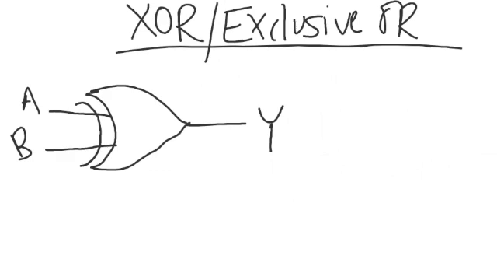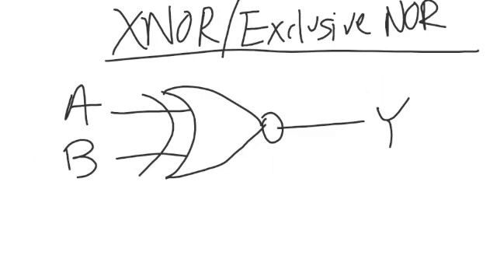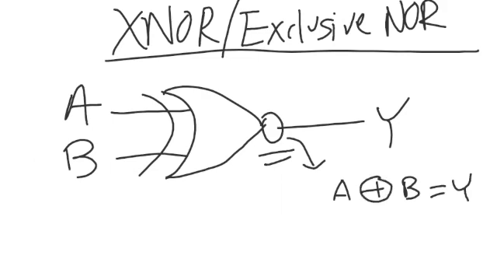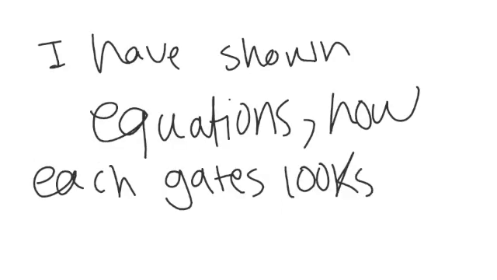For exclusive OR, it's slightly different. It's gonna be A plus B equals Y, but you have to make sure there is a circle on the plus. For XNOR, as there is a bubble inverter, the equation is A plus B equals Y, with a circle on the plus, and a bar because of the bubble. So far I have shown you guys these.